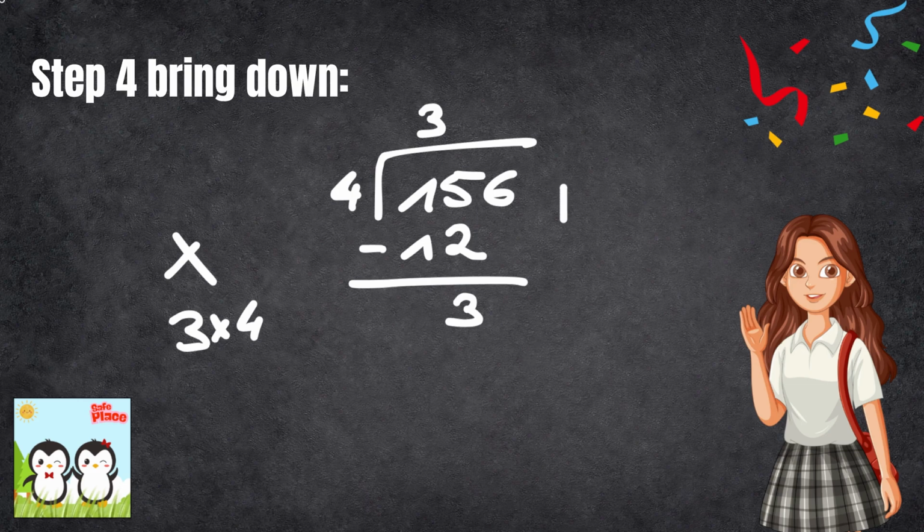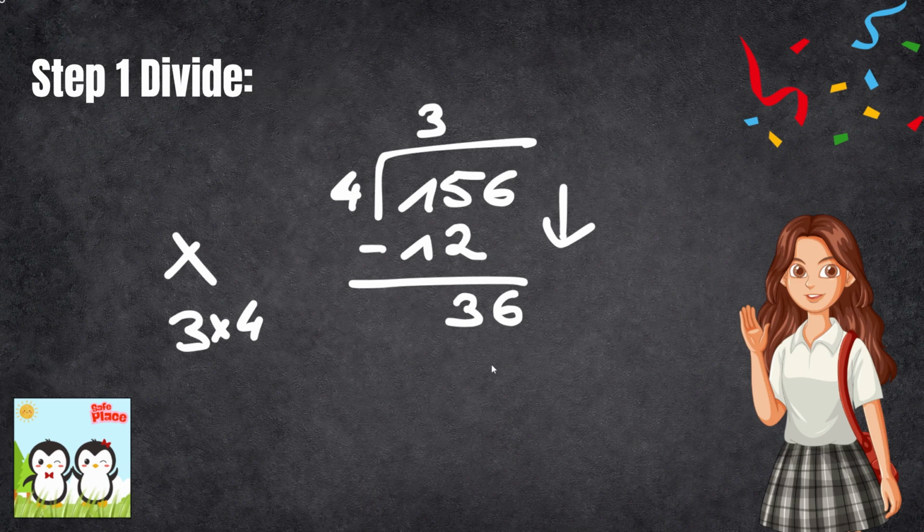Step 4, bring down. Now it's time for B, bring down. Look at our original number, 156. We still have 1 digit left, the 6. Bring the 6 down next to the 3. Now our new number is 36, and that means it's time to start DMSB again.